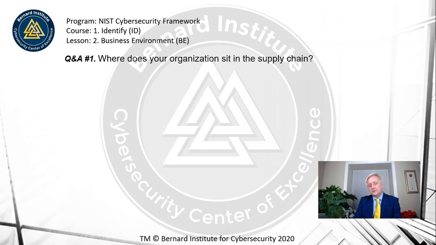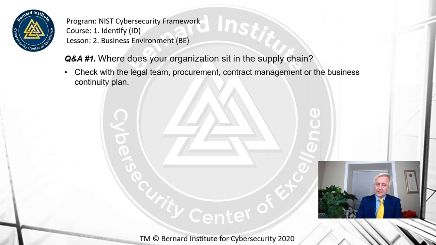Question 1, continue. Where does your organization sit in the supply chain? Check with the legal team or the procurement team. Check contract management or the business continuity plan. All of these areas may have some clues. If it's not already known, you may be able to get a list of suppliers, for instance, from contract management or procurement team. Maybe the legal team also has a list. Somewhere, somebody has a list of all the suppliers, and you need that list in order to get started on this.